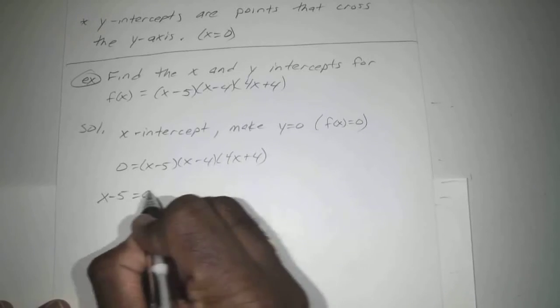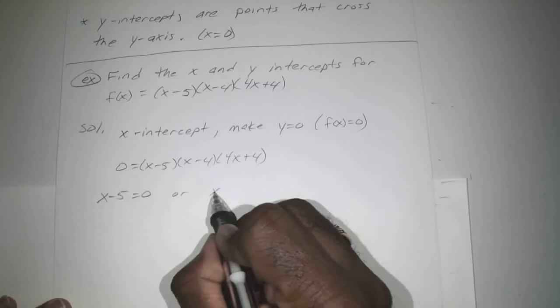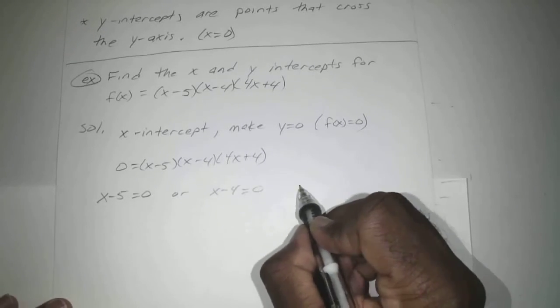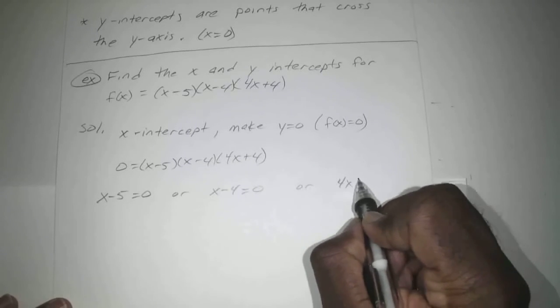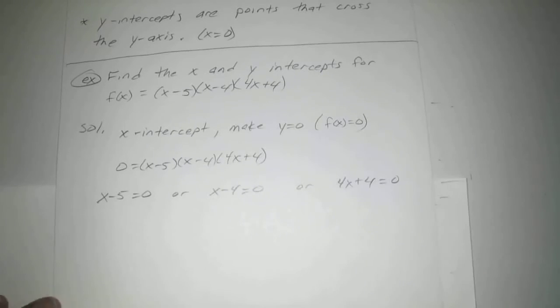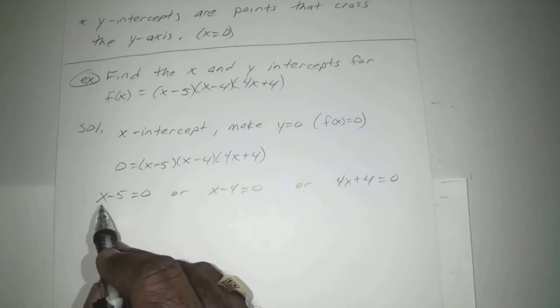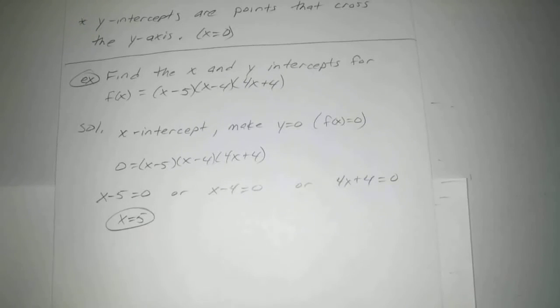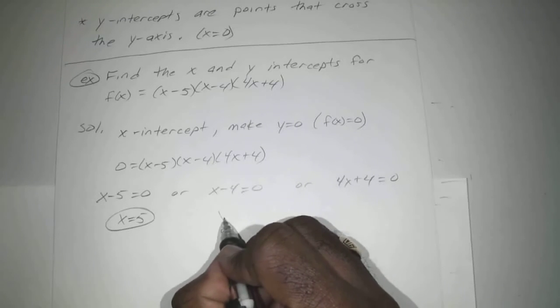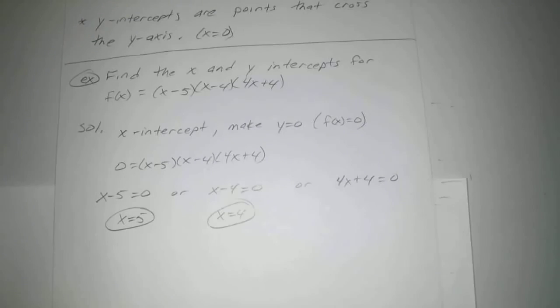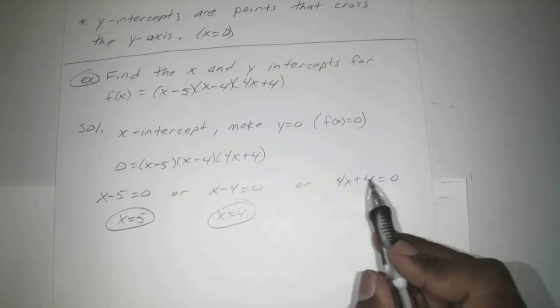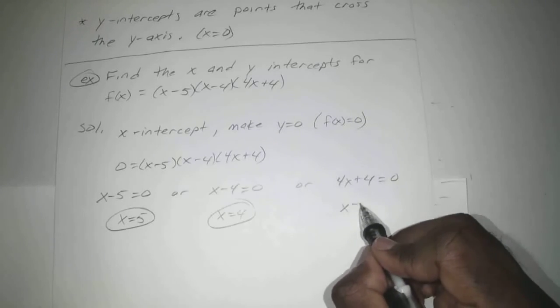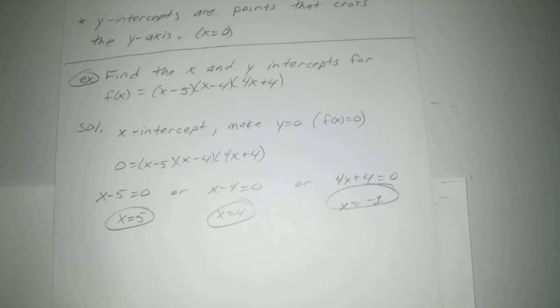So x minus 5 can equal 0, x minus 4 can equal 0, or 4x plus 4 can equal 0. So add 5 to both sides here, x can equal 5. Add 4 to both sides here, x can equal 4. Subtract 4, then divide by 4, x can equal negative 1.